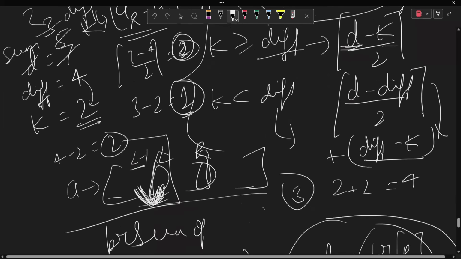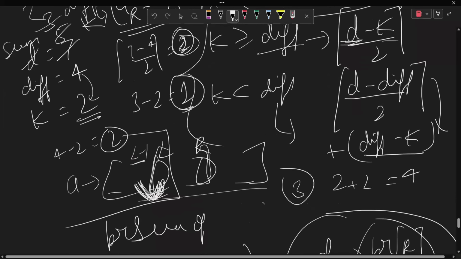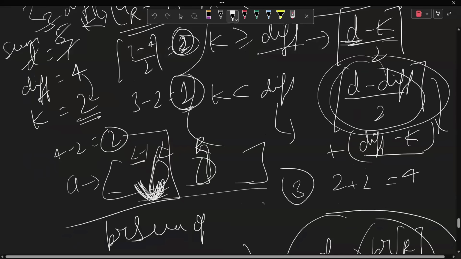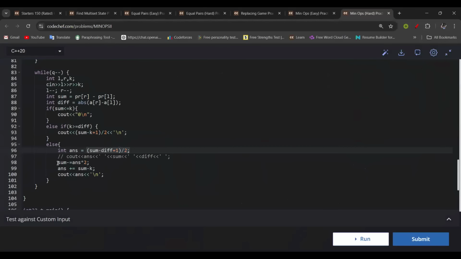To handle that, the number of operations I am applying here, which I store initially, is my answer. That would be my minimum answer. So my answer is sum minus difference plus 1 by 2, the ceil of sum minus difference by 2. And then I am reducing my sum minus equal to 2 times my answer. So after these many operations, my sum is reduced by 2 times answer. With every operation, it is reduced by 2.